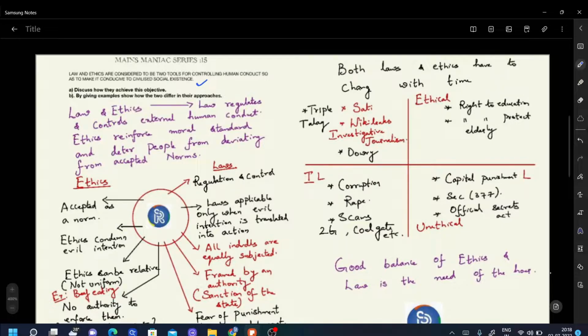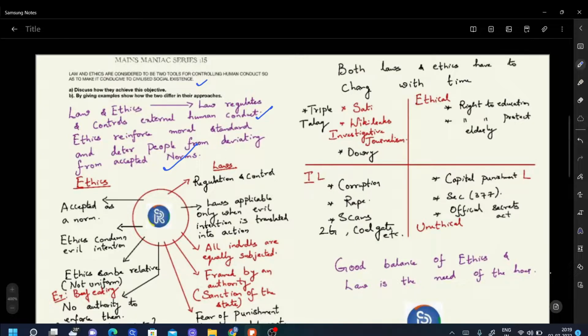Now for such questions, we need not define 3 lines with respect to law and 3 lines with respect to ethics. We can straight away talk about how laws and ethics both are needed to control human conduct. Or we can say both laws and ethics are two important wheels of a civilized society. Or we can say laws regulate and control external human conduct, while ethics reinforce moral standards and deter people from deviating from accepted norms. So, two ways of starting.